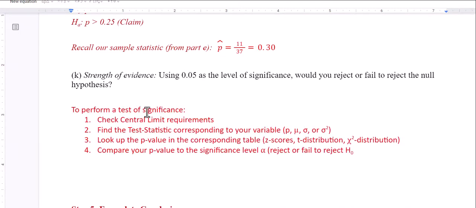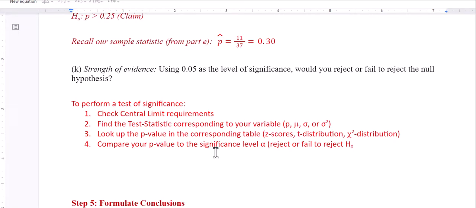So essentially, to perform a test of significance, these are what you have to do. Check the central limit requirements for your particular example. Find a test statistic corresponding to your variable, so p, mu, sigma, or sigma squared, right? The population proportion, population mean, population standard deviation, or population variance. Look up the p-value in the corresponding table, whether it's z-scores, t-distribution, or chi-square, depending on your variable, and then compare your p-value to the significance level alpha.